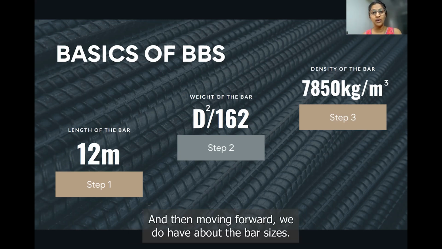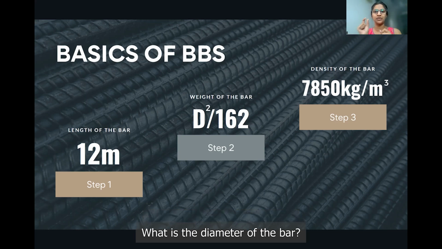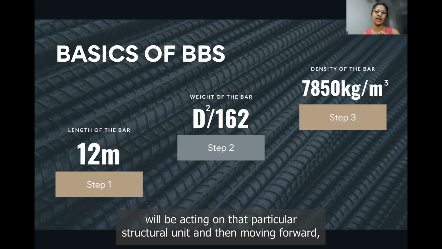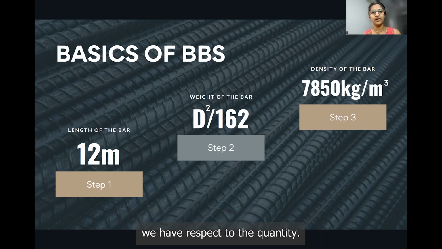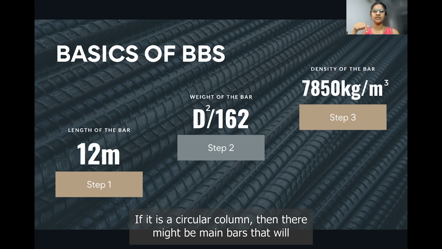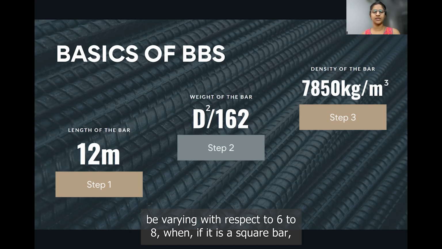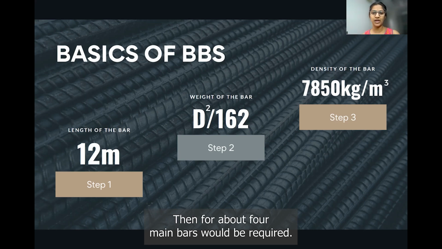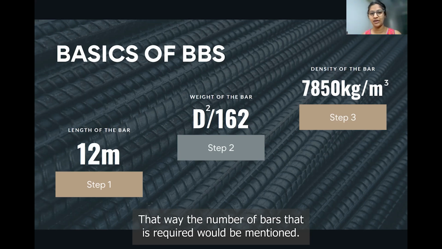And then moving forward, we have the bar sizes. What is the diameter of the bar? Starting from 8 mm till 16 mm, there are many sizes of bars depending on the kind of load that will be acting on that particular structural unit. And then moving forward, we have the quantity. How many bars are required? If it is a circular column, then there might be main bars varying from 6 to 8. If it is a square column with sizes of 30 centimeters, then about 4 main bars would be required. That way the number of bars required will be mentioned.